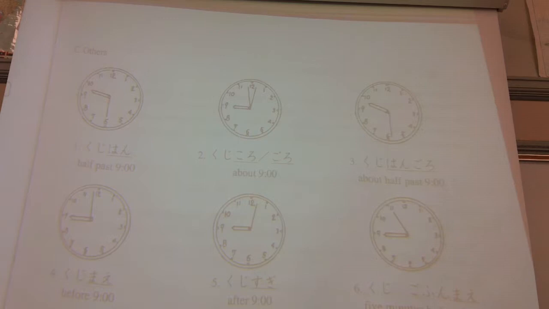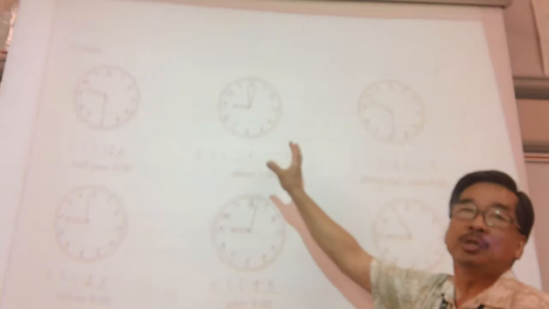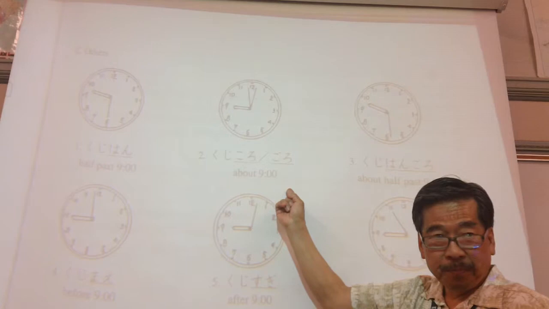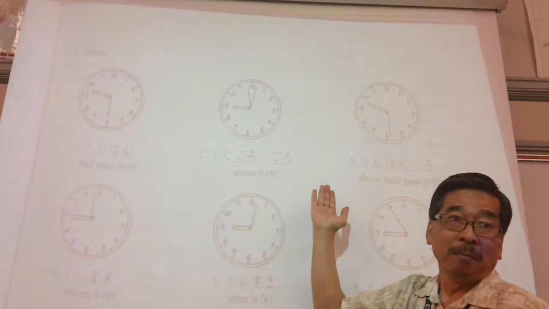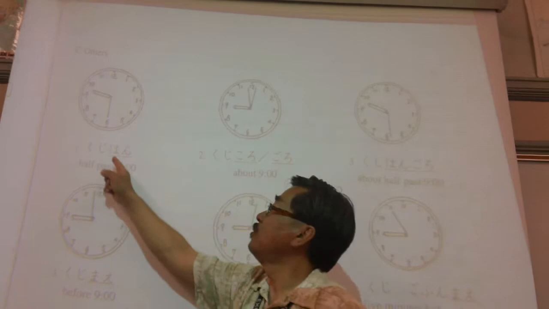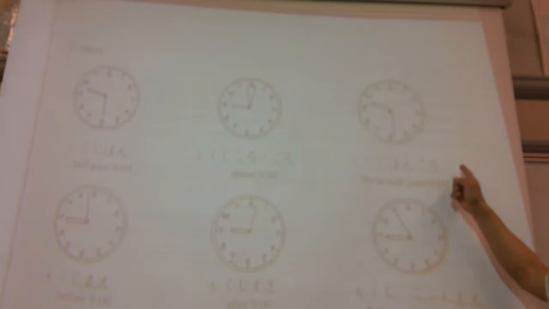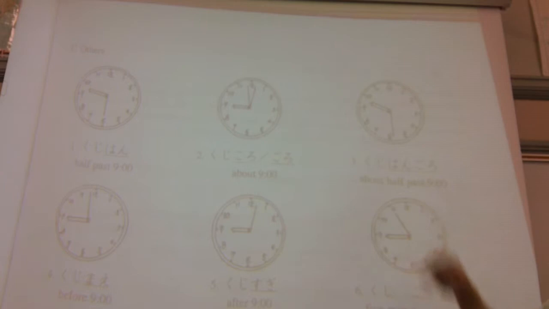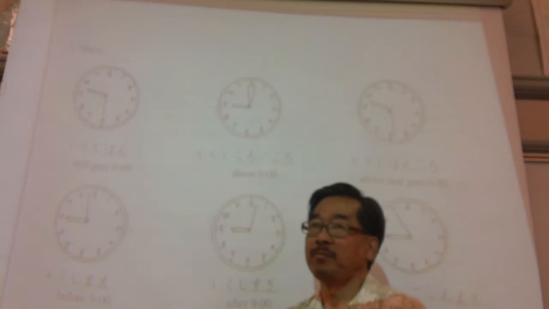Alright. So, when do you use goro? Okay. This is interesting. The English is before time, but the Japanese is after the time. So, 9時ごろ. 9:30, 9時半ごろ. 次, 9時前. Do you know 前?